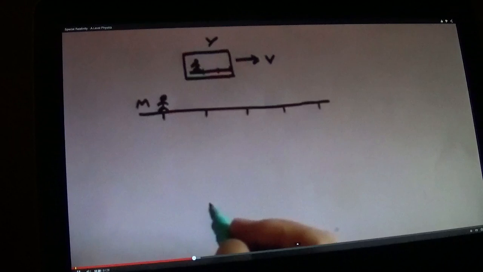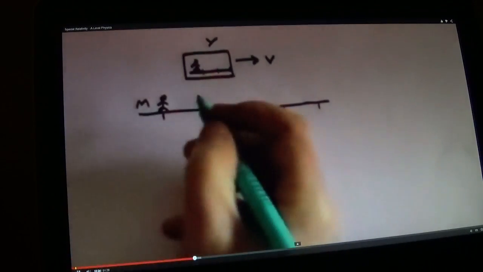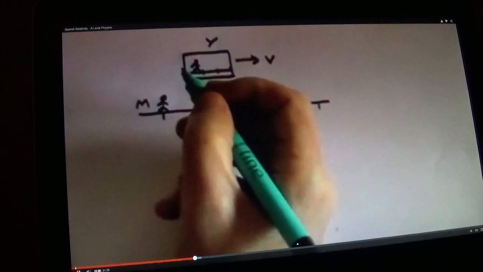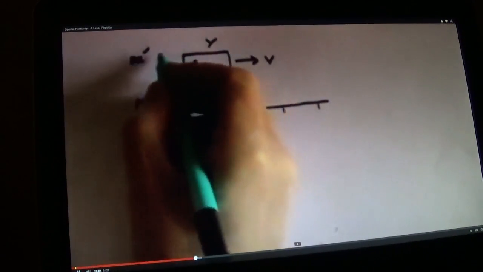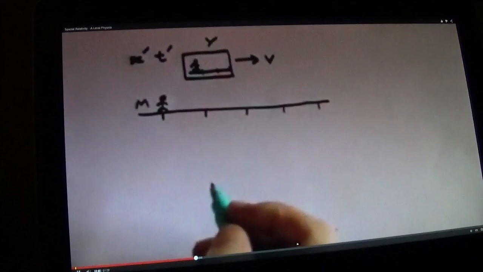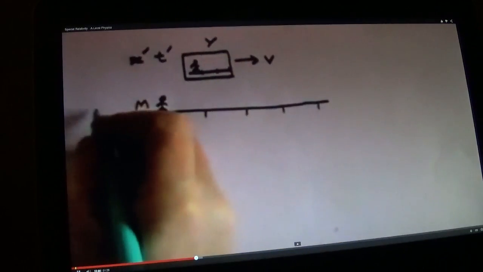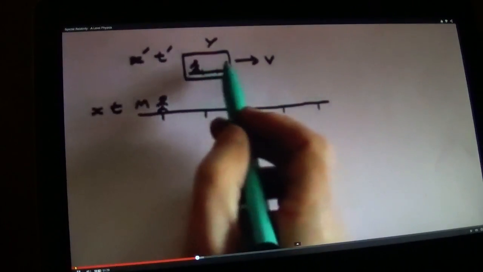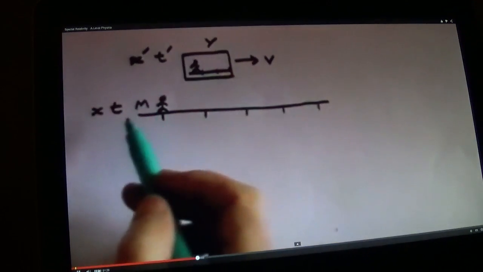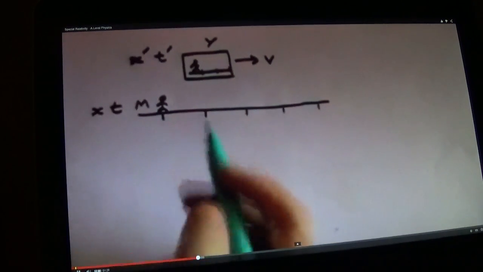And just to distinguish any measurements we may make, I'm going to say that all the measurements in your time frame, measurements of distance will be x prime, and measurements of time will be t prime, whereas in my frame, measurements of distance will just be x, and measurements of time will be t. So wherever we put a prime, that's what you measure. Wherever we don't put a prime, that's what I measure.